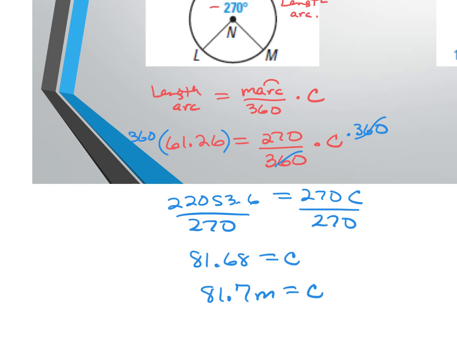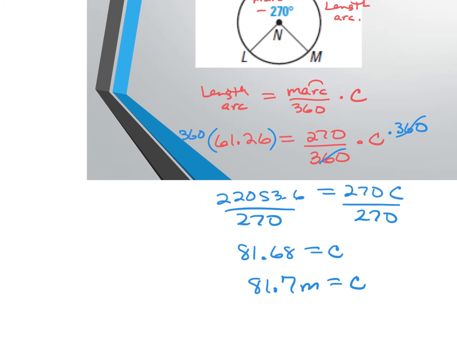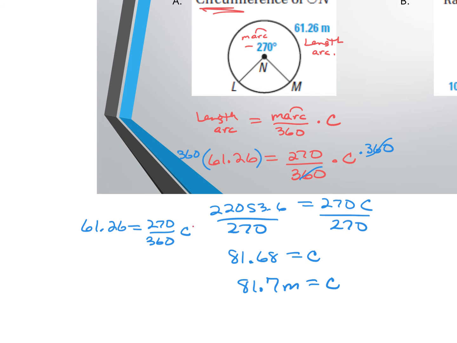Does that make sense? Now, as soon as I see a fraction next to a variable, I already know I'm multiplying both sides by the reciprocal. So it's flipped. You could already flip it if you want and multiply it by 360 over 270. And then that cancels. You're just left with C, and then do it all at once. Times this, and then divide by this. And you still get the same answer.